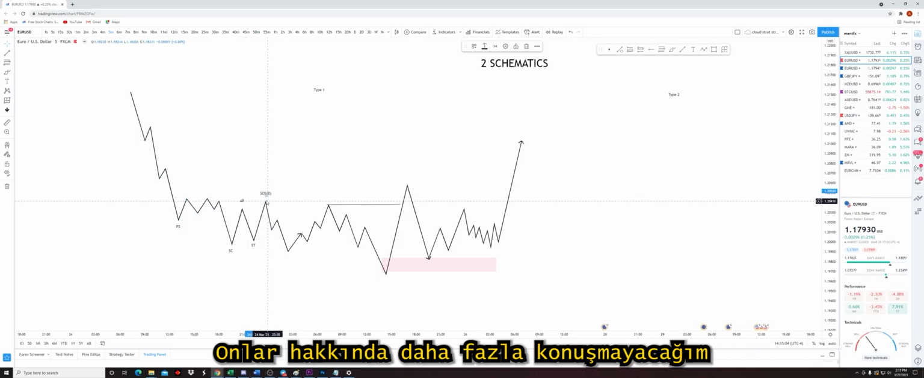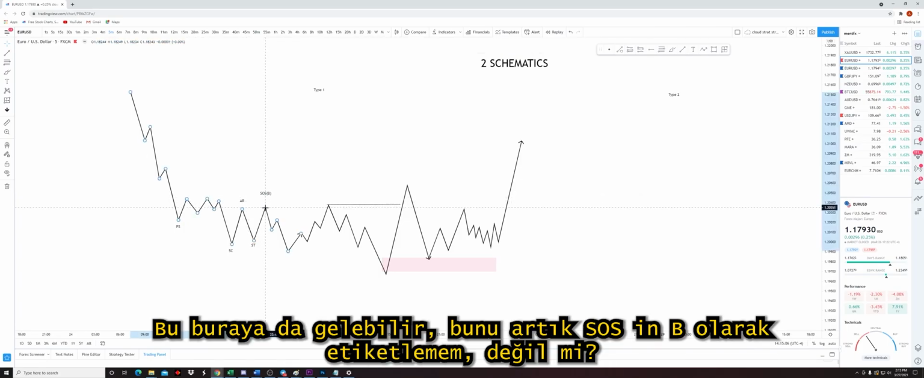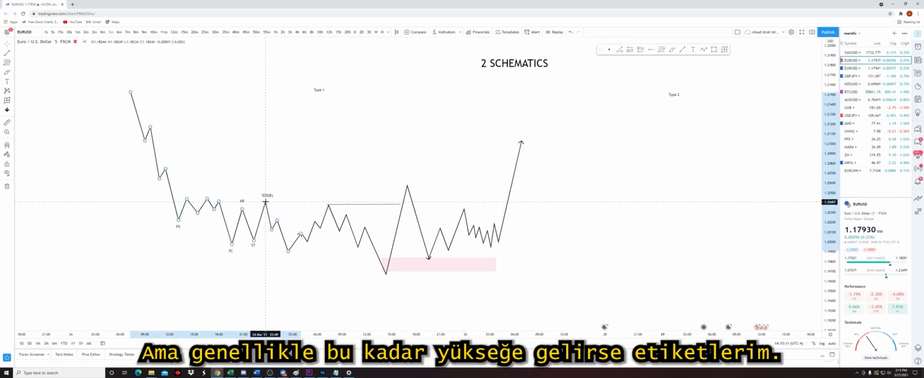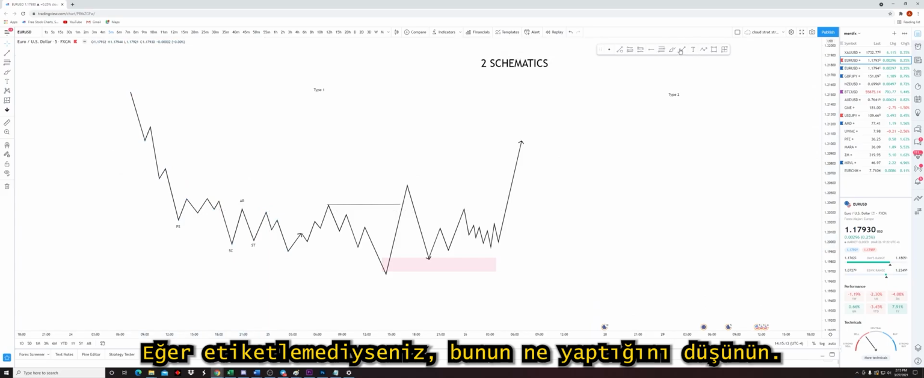Remember those notes. I'm not going to talk about them anymore because we've spoken about them in the past. This could also come here. That I wouldn't label as an SOS and B, right? It's not that important, but usually if it does come this high, I will label it. If you didn't label it, think about what this is doing.